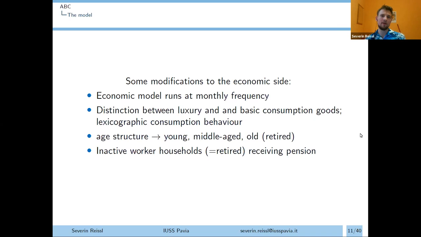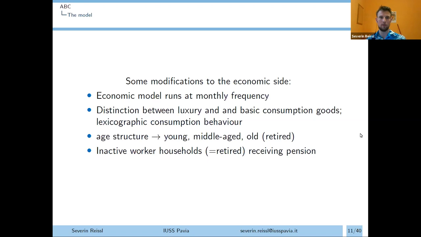Then the next extension or modification that we make is that within the consumption goods sector, we distinguish between luxury and basic consumption goods, or firms that produce luxury goods and firms that produce basic consumption goods. There is a fixed number of both in this model, and they can't switch between sectors. And if a basic goods firm goes bankrupt, it is replaced by another basic goods firm.